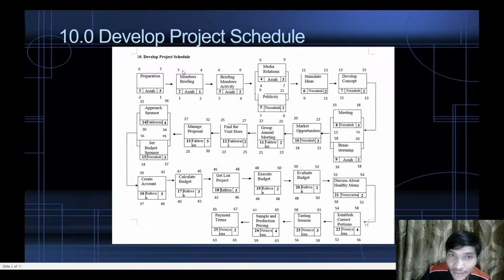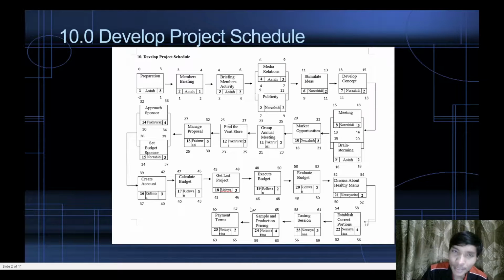For the next activity, which is the second activity, members briefing, also handled by Asia, it takes 1 day. Continuing from the first activity, which is 3 days, 3 days plus 1 day will get 4 days. If we calculate it plus until the 25th activity, which is payment terms, the total we get is 67 days.